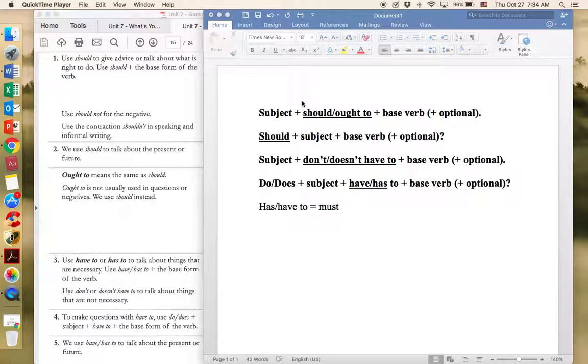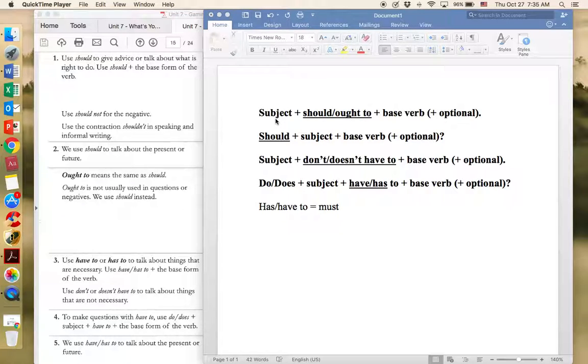Modals are a recurring part of English grammar. Today we're going to be talking about modals of advice and necessity, especially should, ought to, and have to or has to. Should and ought to are used for advice. That's when we make a suggestion or a recommendation to somebody.